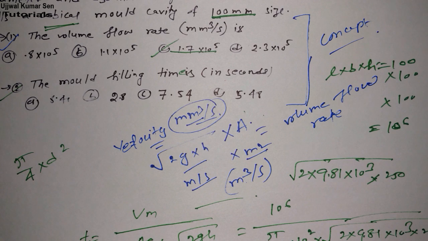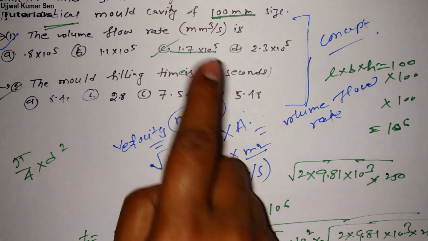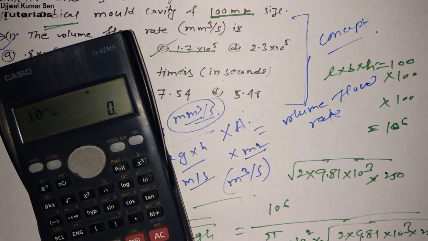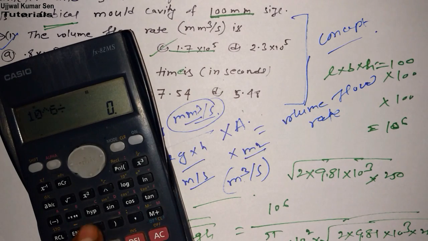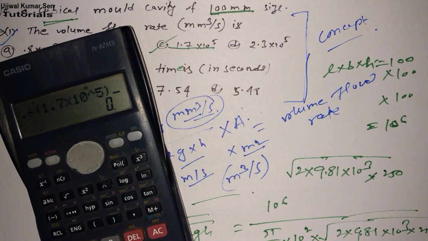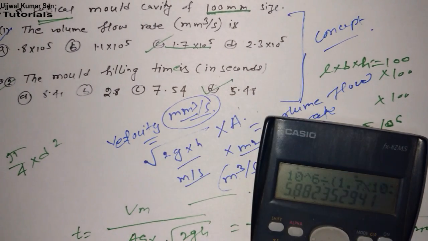So what we can do, basically we can get it from here also, because we have already done this, right? So we just have to divide 10 to the power 6 by this one, 1.7 into 10 to the power 5, right? Okay, so what we got, 5.88. We are getting 5.88 as the answer here. So this is the answer.